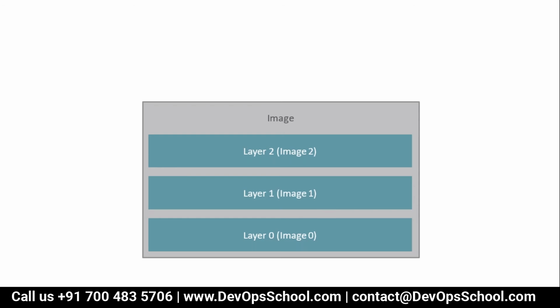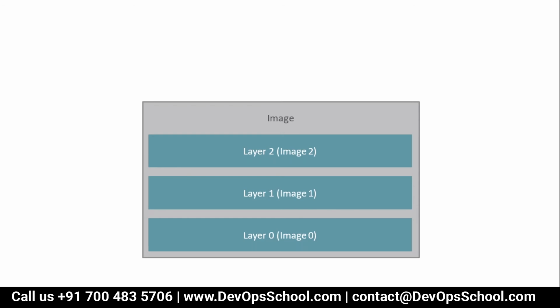From layer 0 you can create one image which will have only one layer. From layer 1 you can also create an image, but that image will have layer 1 and layer 0. Same goes with layer 2. From layer 2 you can create image 2, and if you create a container from this image, you will have files from layer 0, layer 1, layer 2, all together.